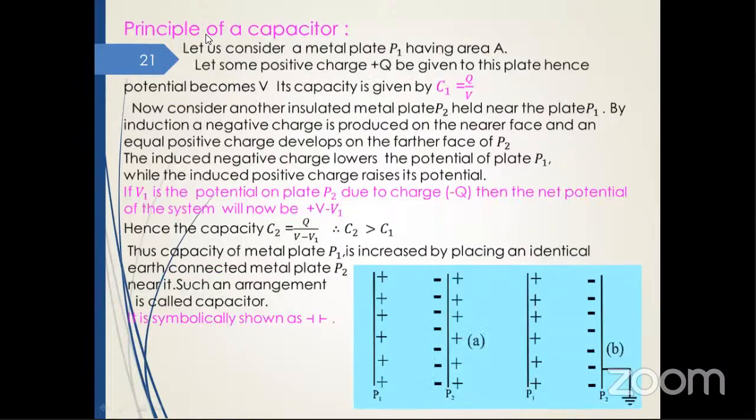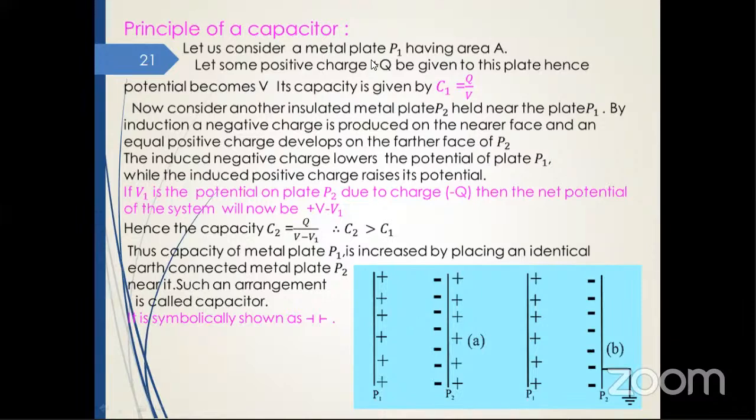Now see, what is the principle of a capacitor? What is meant by a capacitor? A capacitor is nothing but when one conductor and a second conductor are placed with some distance between them, and such an arrangement is called a capacitor.